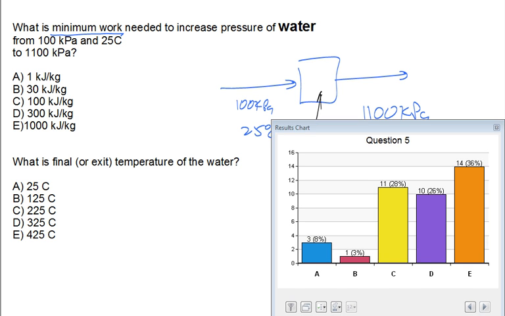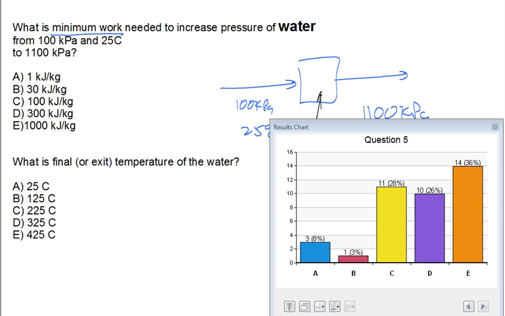Well, what do you think? Is there a consensus in the class or not? There's not. All right. How do we make this calculation? Well, it's a minimum work. What does that keyword trigger? Internally reversible flow through that pump. And we just finished pumps. We said VdP, VdP, VdP, right?